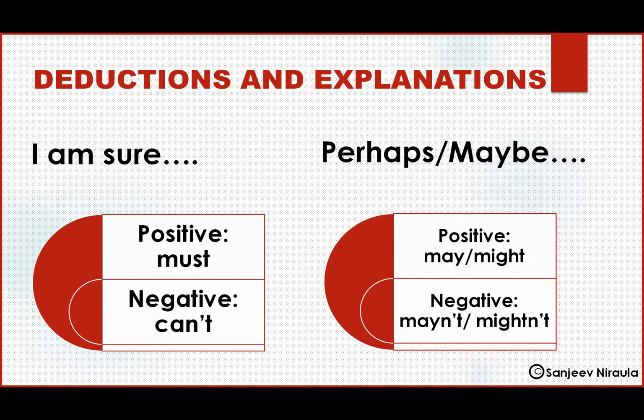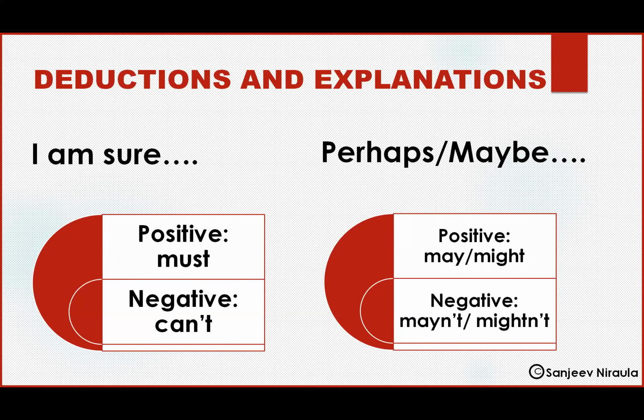The expression I'm sure deals with certainty, and if the statement is positive, we should use must. And if the statement is negative, we should use can't. Similarly, perhaps or maybe deals with probability, and if the statement is positive, we should use may, might, and if the statement is negative, we should use may not or might not.